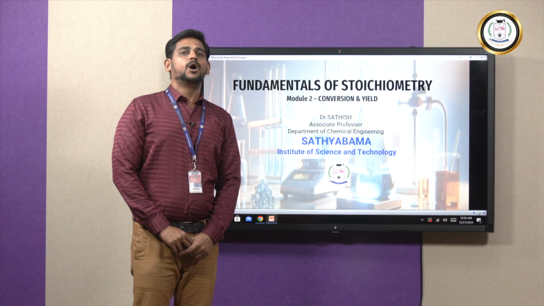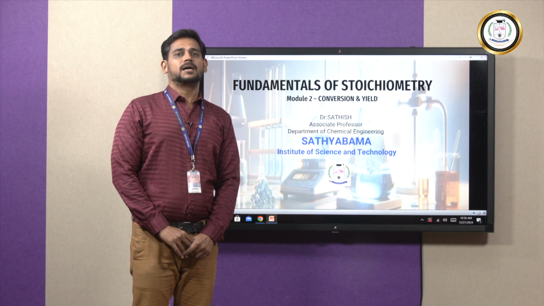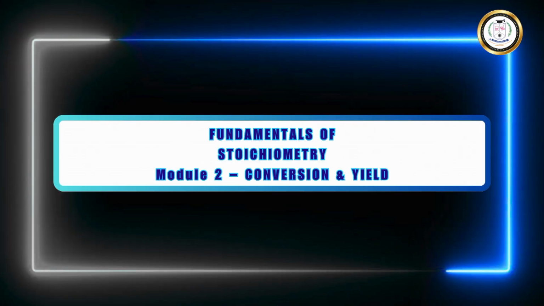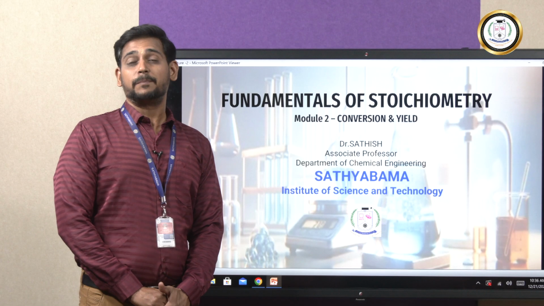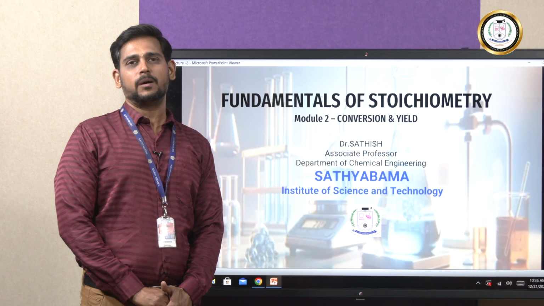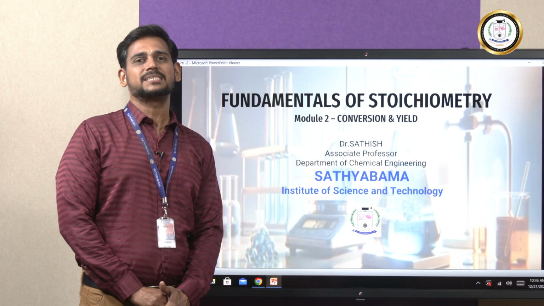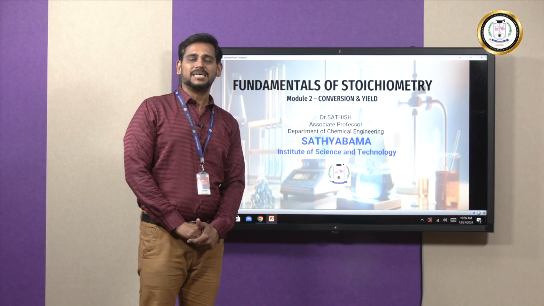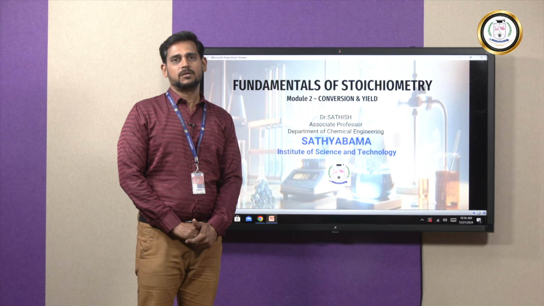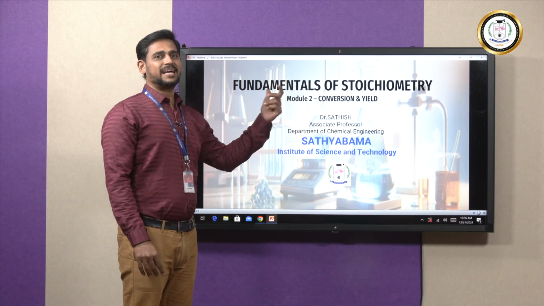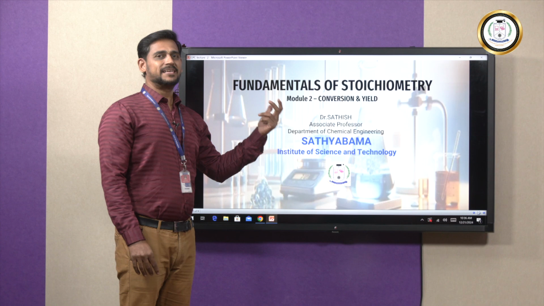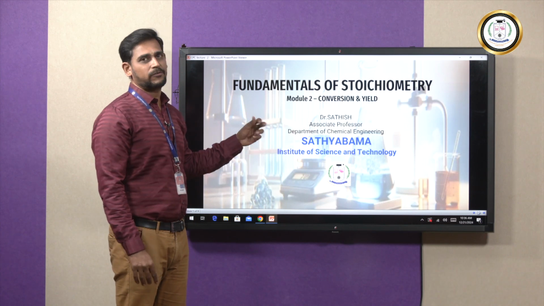Dear learners, welcome you all to the Fundamentals of Stoichiometry Module 2. In this module, we will discuss conversion and yield. As in the previous modules, we discussed moles, molecular mass, molecular formula, and mass basis to weight basis conversions. In this module, we are discussing more about how the reaction takes place and how we calculate the yield and conversion for a particular reaction.